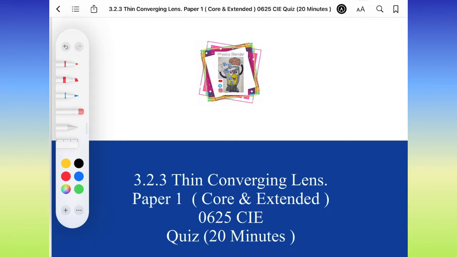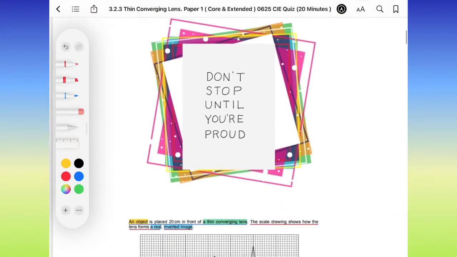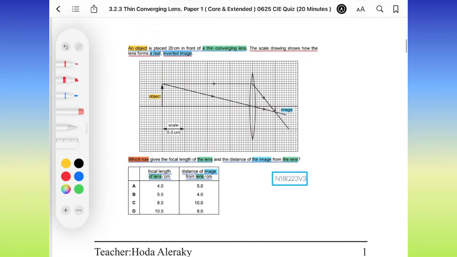Hello everyone, welcome to Physics Blender e-learning platform. Today we are checking your answers. You have a quiz about thin converging lens, paper 1 for core and extended candidates. Okay, let's start with question 1.